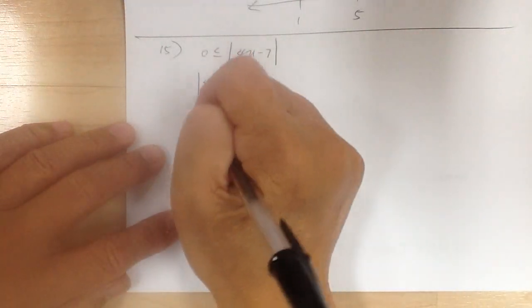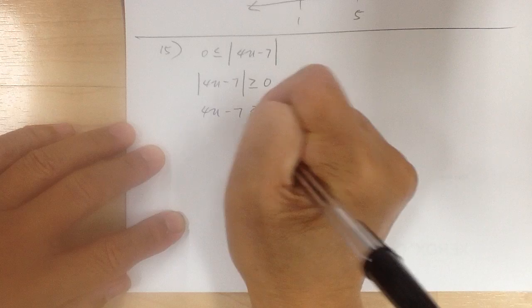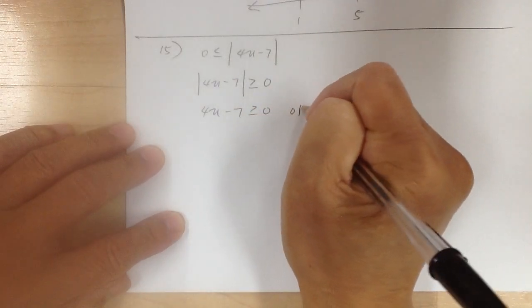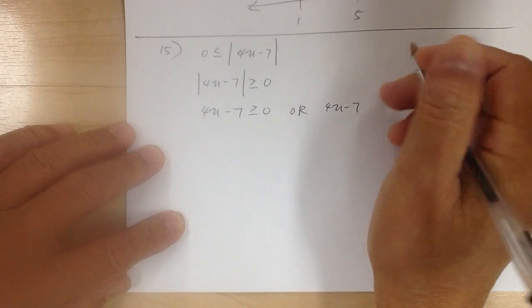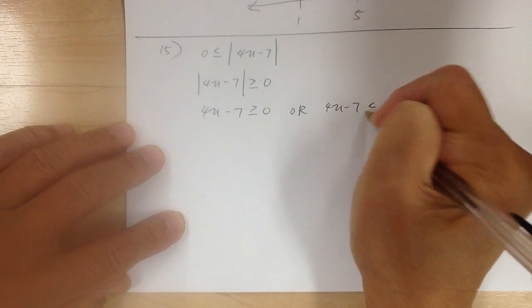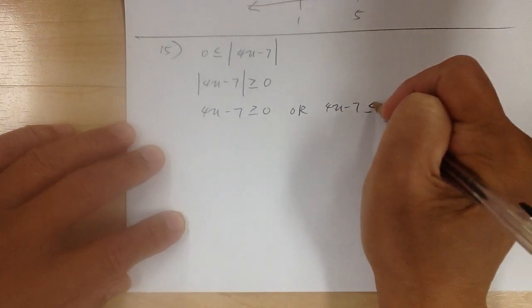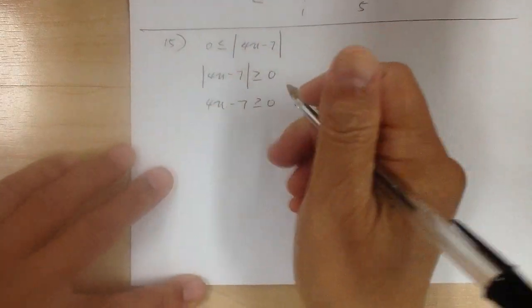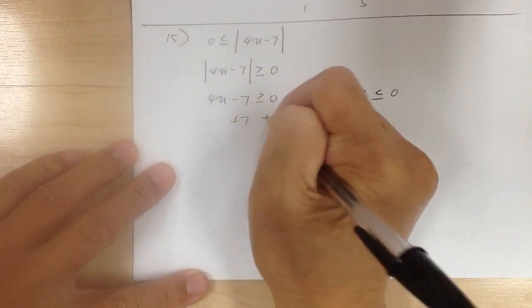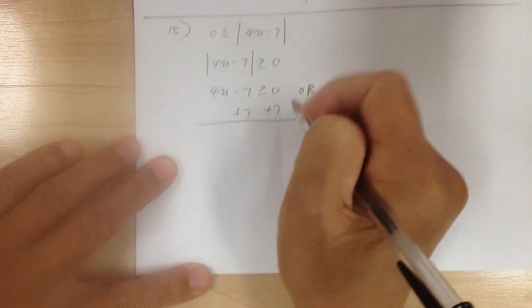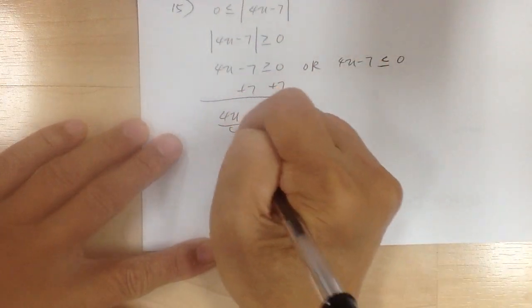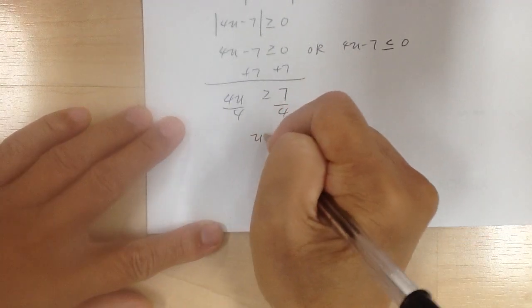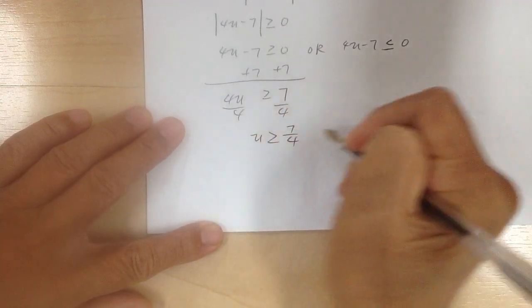You go and separate. So you got 4u minus 7 is greater than or equal to 0, or 4u minus 7 is less than or equal to 0. And when you solve, plus 7, and so you're going to get 4u is greater than or equal to 7, divide by 4, divide by 4. So u is greater than or equal to 7 over 4.